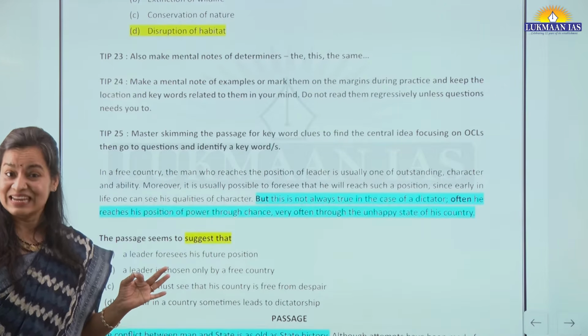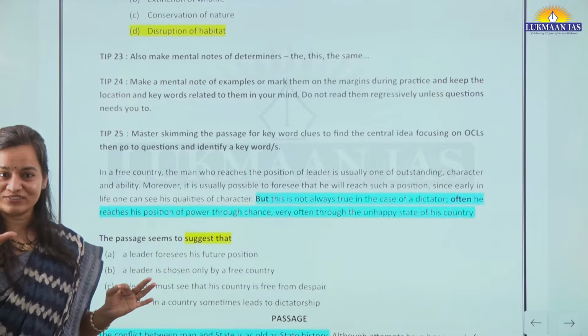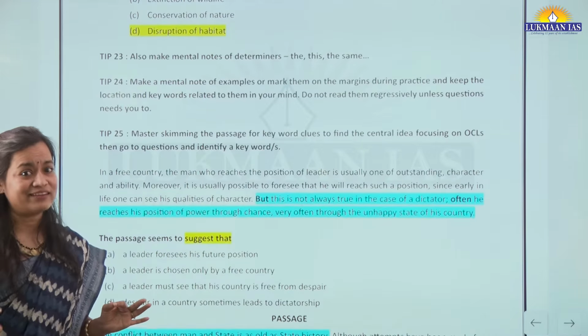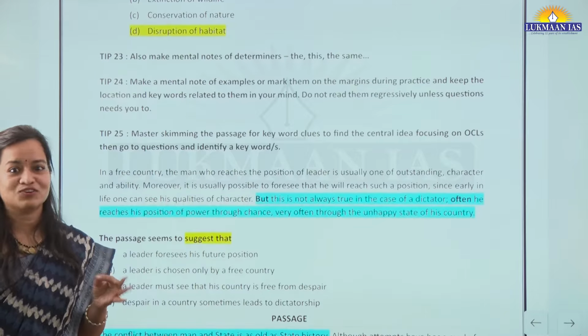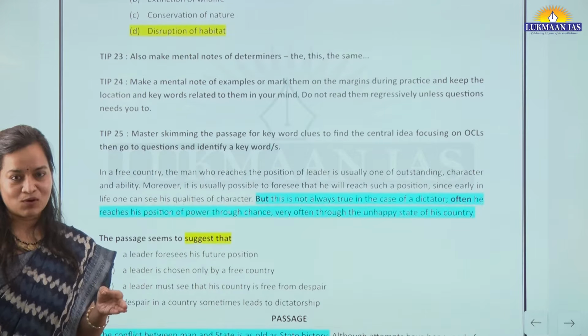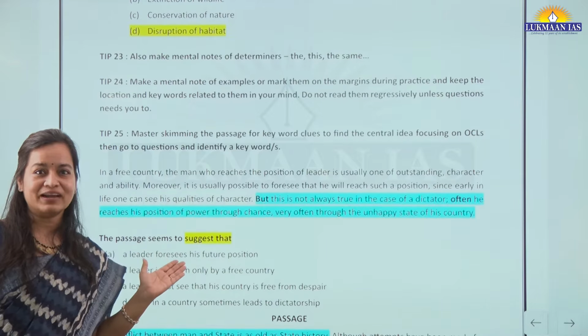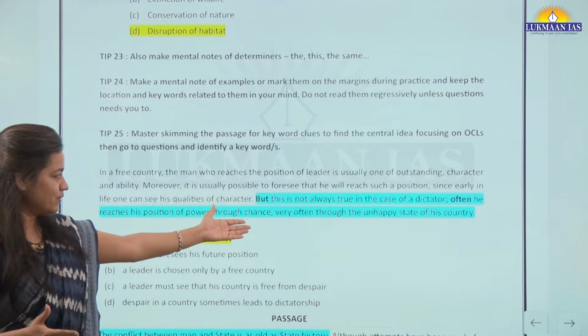Usually. Last line only suggesting a contradiction. But because the contradiction is in the last line, so it's a very important indicator of what's going to be the theme or the focus of the passage. Now let's read out the last line. But this is not always true in case of a dictator.